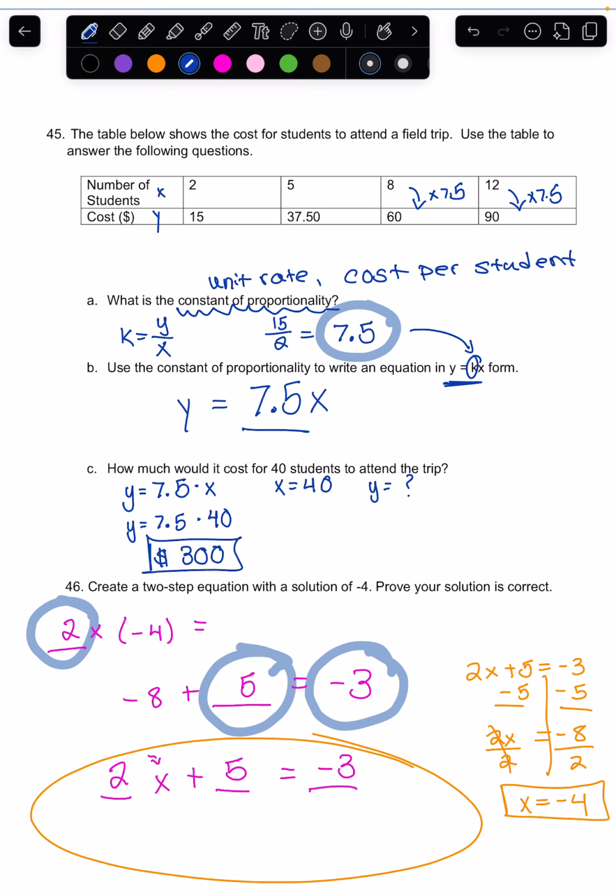There will be a part 2 question, just like this. Make sure that you are able to find your constant of proportionality, understand what it means to write the equation, and then use the equation to solve for a given amount of money for a certain number of students or items.